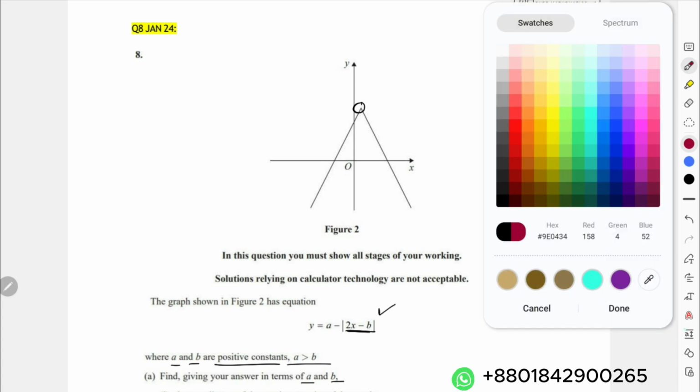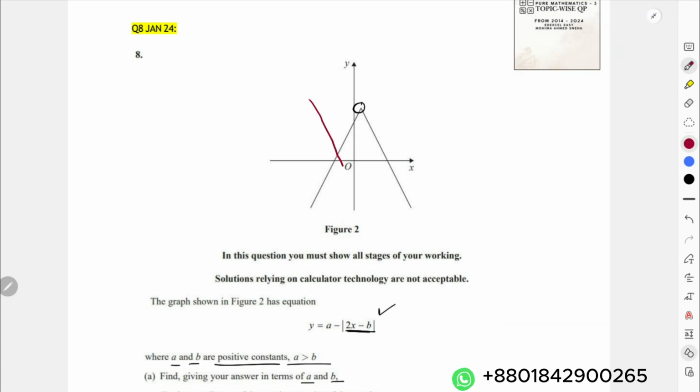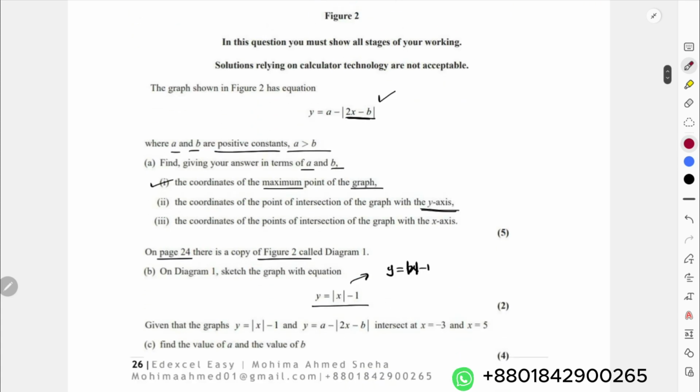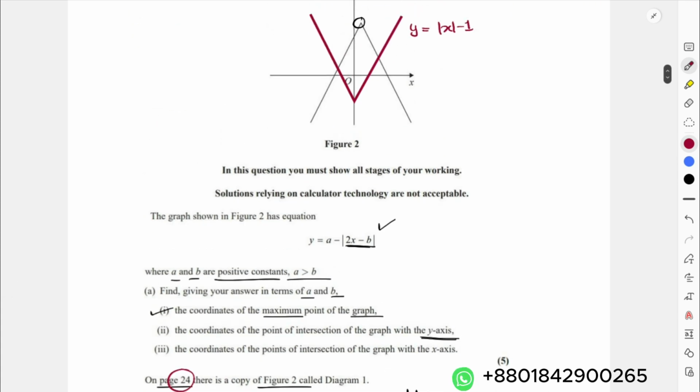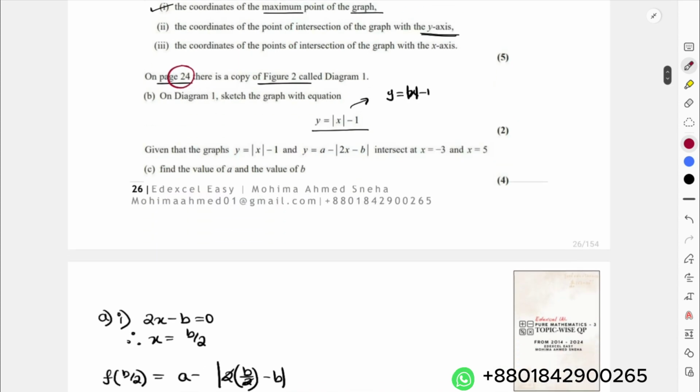Okay, so this is how the graph is supposed to be, and this is your graph for y equals |x| minus 1, right? They have provided you in the question paper a separate set of graphs. There only you have to draw that. On page 24 you will get that graph, right? But this is how the graph looks. Okay, now we are done with your part B.